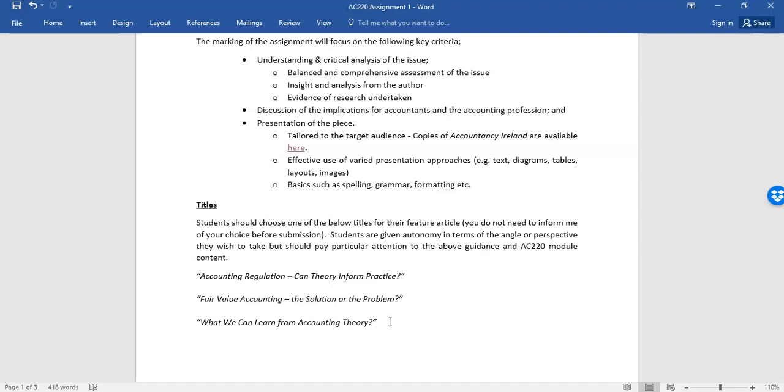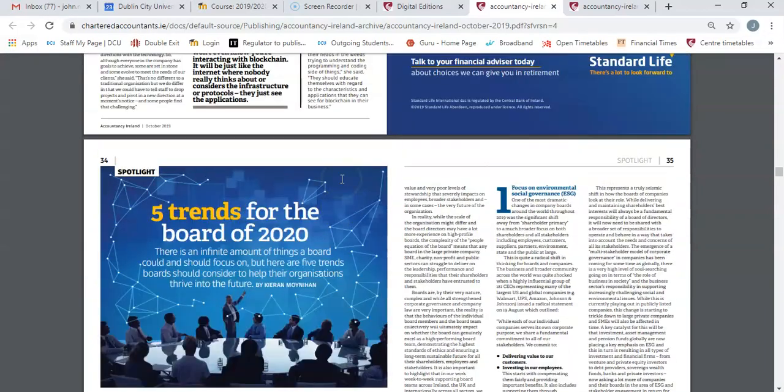What can we learn from accounting theory that maybe a lot of these people who are 10, 15, 20 years qualified forget from their initial studies of accounting in undergrad? So I've left it open-ended. You can choose any of the 3, but you must tailor it and make it attractive to your target audience.